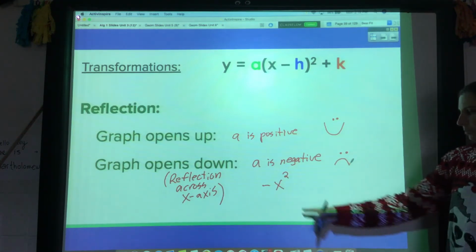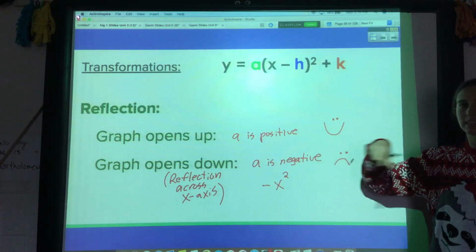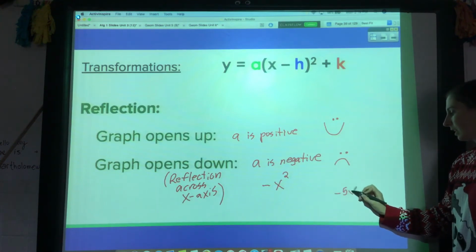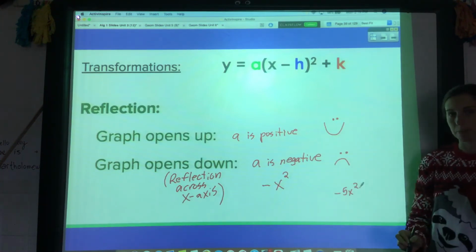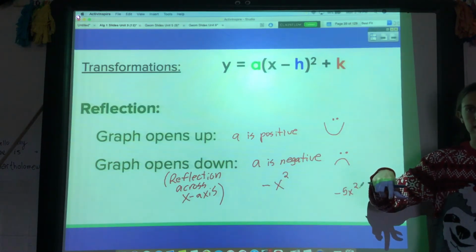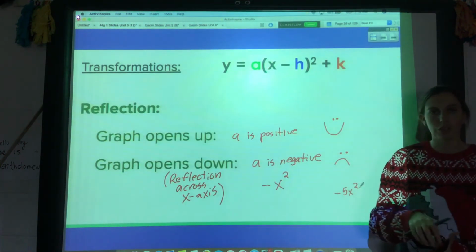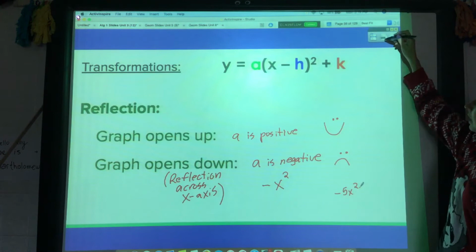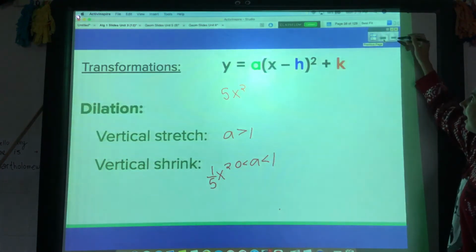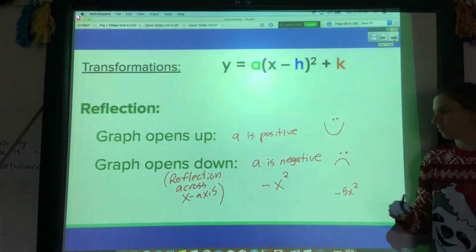So again, for example, if you have negative x squared, the negative just flips it across the x-axis. If you had something like negative 5x squared, this would be two things happening. The negative makes it open down, it reflects it across the x-axis. The 5 itself is going to stretch the graph, like we talked about. The 5 is a vertical stretch by a factor of 5. The negative is a reflection, it flips it upside down.